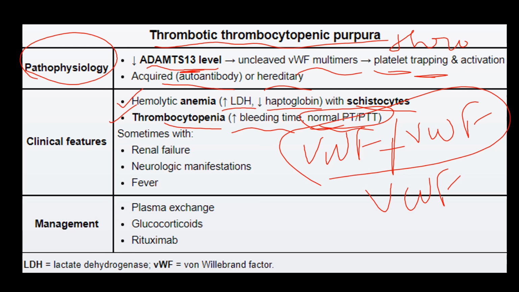And schistocytes, also known as helmet cells, are formed because of the mechanical damage to the RBCs due to the thrombosis found in the microangiopathic vessels, that is the small blood vessels. Now, these two are the most important clinical features, but it can sometimes be associated with renal failure or neurologic manifestations and fever. And the management is plasma exchange, glucocorticoids, and rituximab.